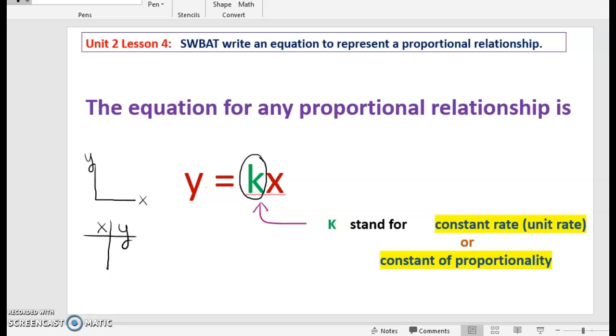Another word for constant rate is the constant of proportionality. It's a new word, but it means the same thing as constant rate. And we can abbreviate that as the COP. So say it with me, constant of proportionality. A mouthful.